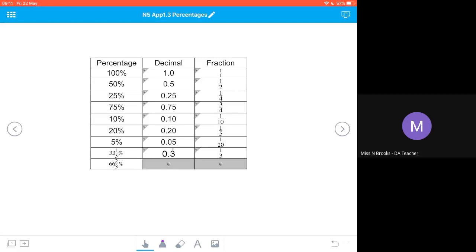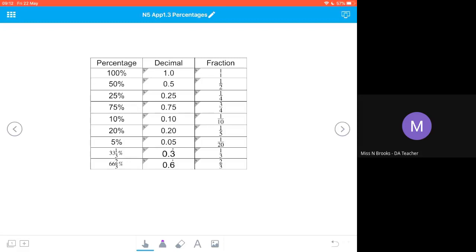Now, 66 2/3% is 2/3, because it's double 33 1/3. And if we triple 33 1/3, we get 99 3/3, which is 100%. 66 2/3% is 0.6 recurring as a decimal. And again, use the fraction, divide by 3, multiply by 2, rather than rounding that decimal and getting an inaccurate answer.